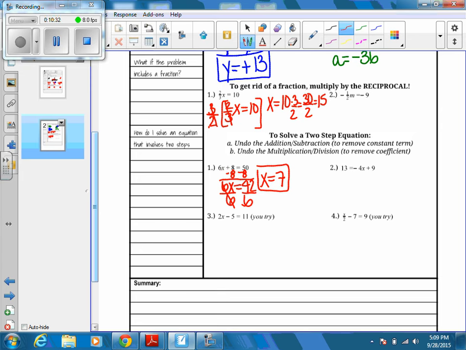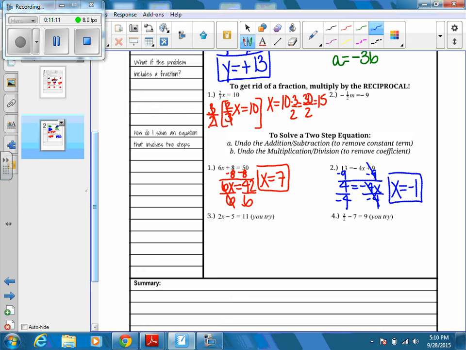Now let's look at number 2. Number 2 says 13 equals negative 4x plus 9. So 9 is being added to negative 4x, and the opposite of that is subtraction. On this side, 13 minus 9 will leave me with 4 equals negative 4x. Now I have to undo multiplication or division. So negative 4 times x, I need to divide both sides by negative 4. So I'm going to be left with x is equal to negative 1.